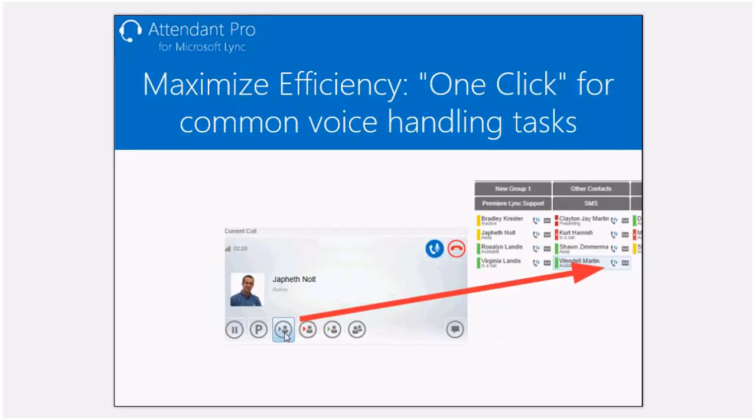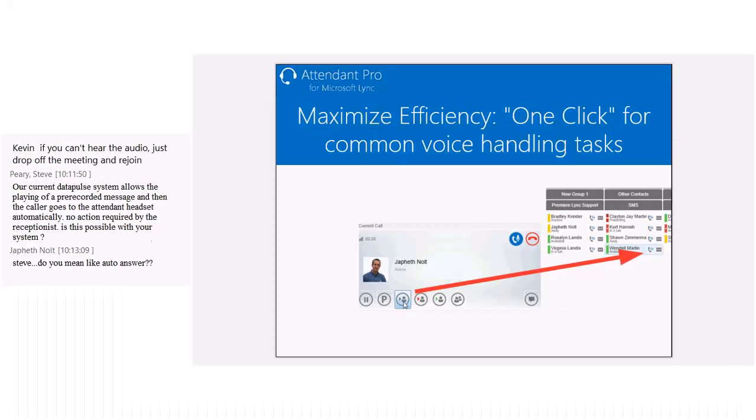Maximizing efficiency: one click for common voice handling tasks. Another one of our design goals was to make sure that voice tasks are as efficient as possible. With Attendant Pro, it's one click to hold, one click to park, and one click, perhaps most importantly, to transfer.